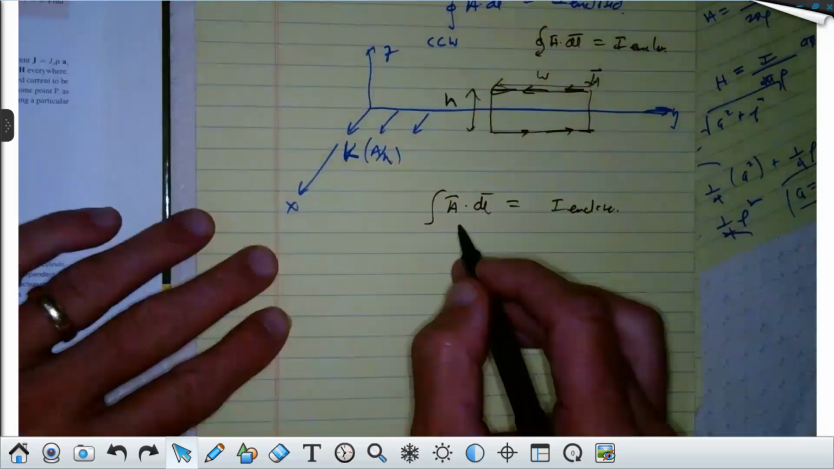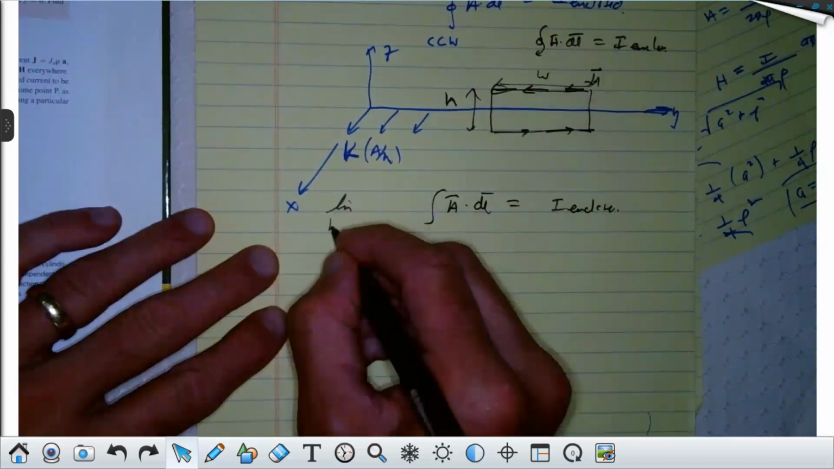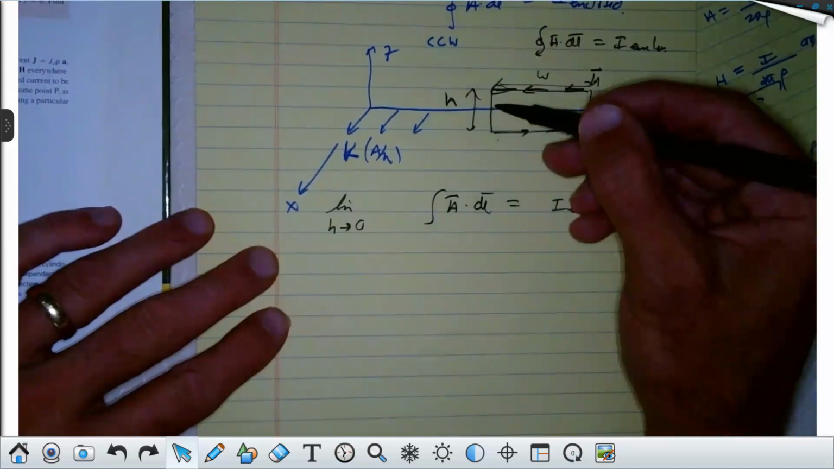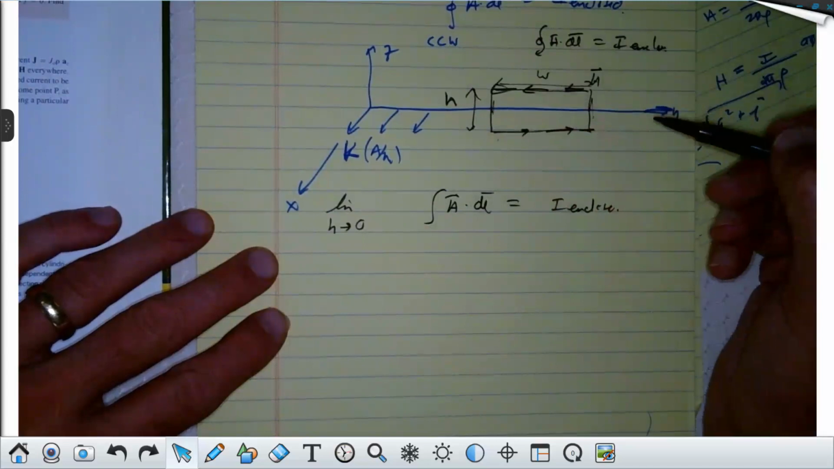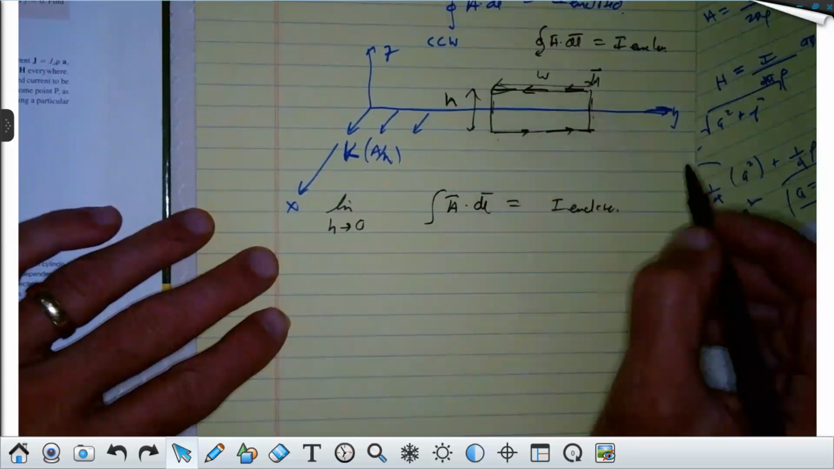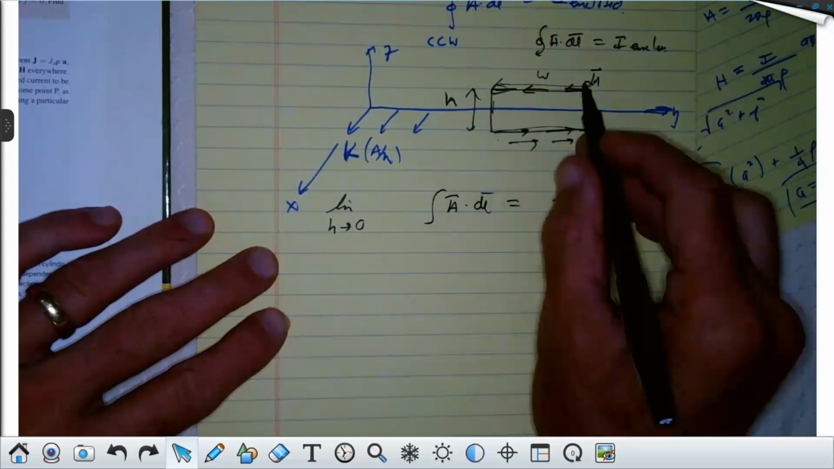Well, right here, I'm going to do one thing. I'm going to take the limit as h goes to 0. Now, what that does is shrinks this down so that the lengths on the vertical axis right here are basically 0. All right, I get rid of that. Still has to be true. And now when I go around this loop and integrate it, you'll notice I've got the H field in this direction. My dl integration is counterclockwise.